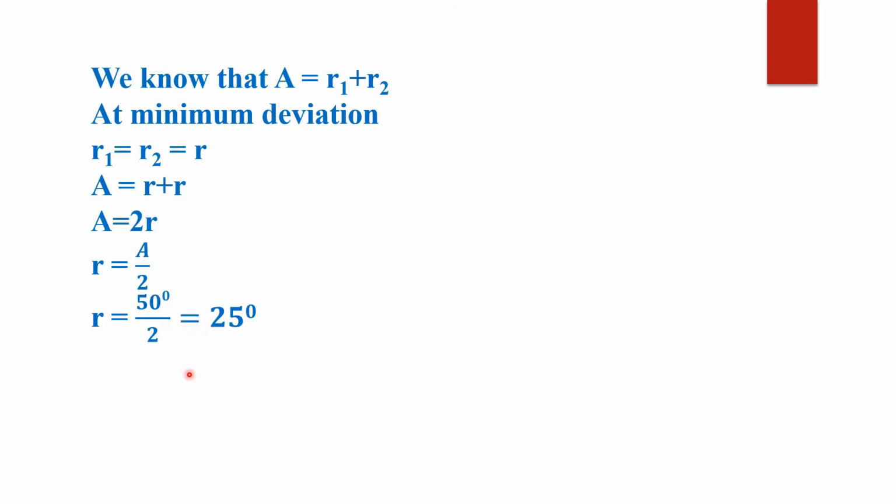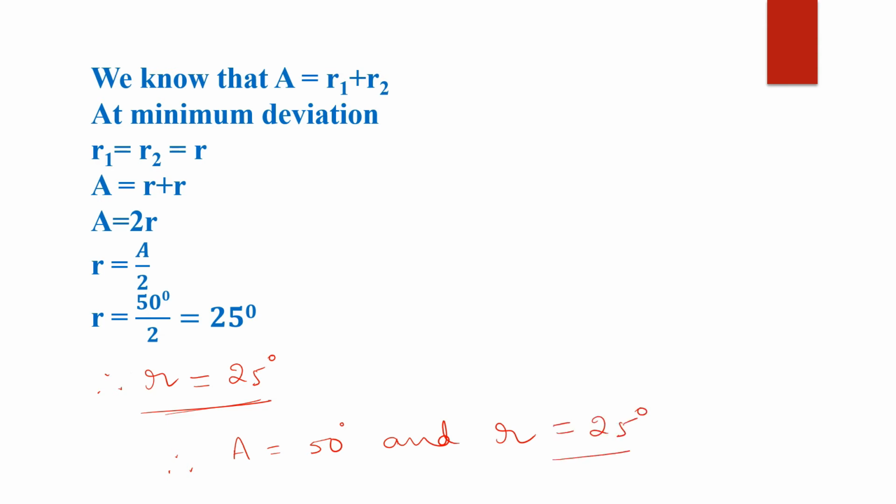So, R is equal to 25 degrees. Therefore, angle of refraction R is equal to 25 degrees. So, at last, angle of prism A is equal to 50 degrees and angle of refraction R is equal to 25 degrees. Okay. Next we will go to the next question.